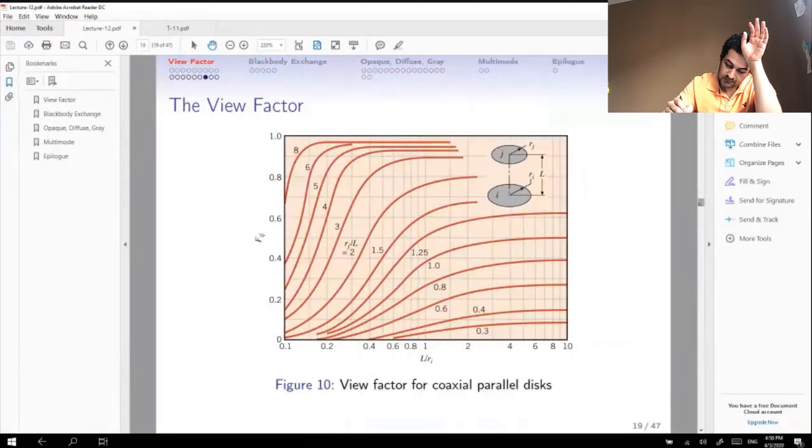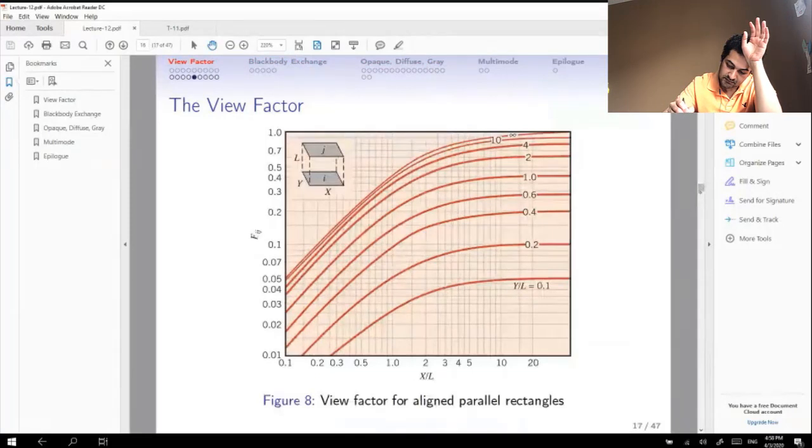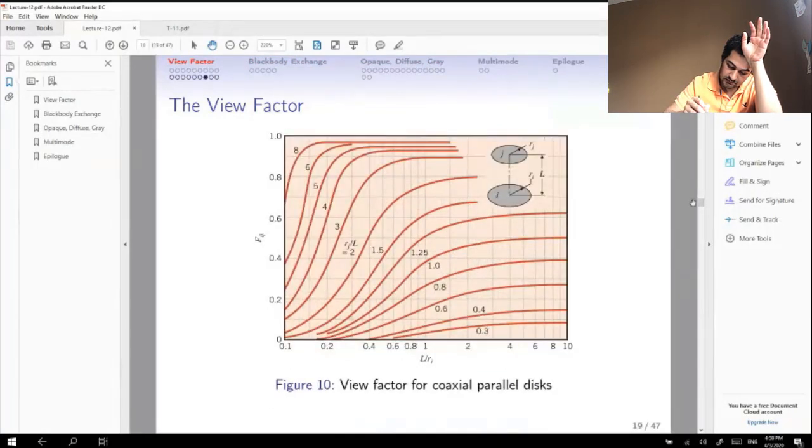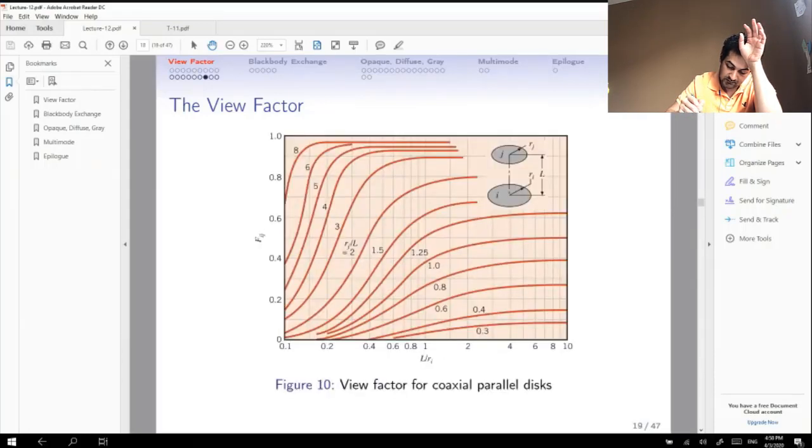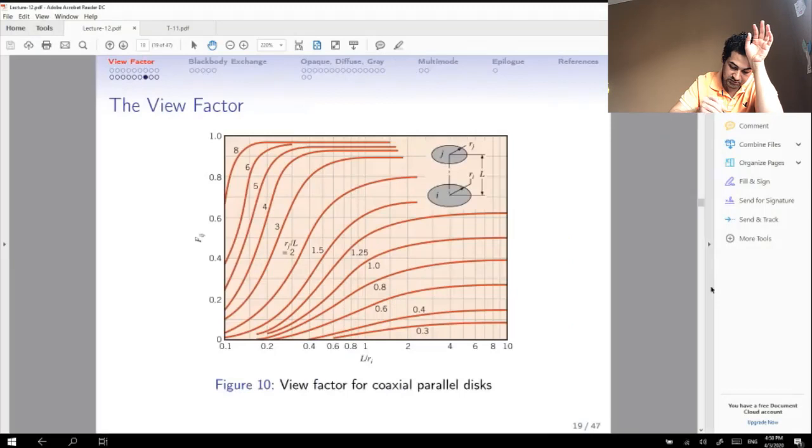Okay. So in the solution manual, he used these equations. Where is it? Yeah, here. This equation, right? Coaxial parallel disks, and he used this equation. This equation is basically based on the distance and the radii of the two surfaces. So this is also very straightforward. You've got to substitute numbers and use them to get Fij. I am going to use the figure just to show you how to use the figure, right?